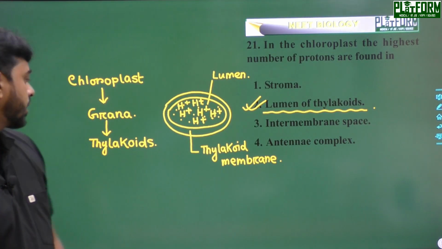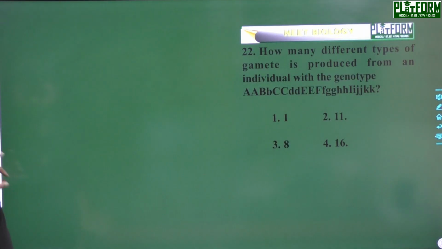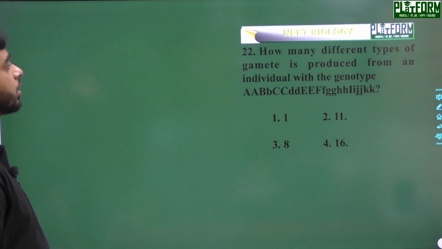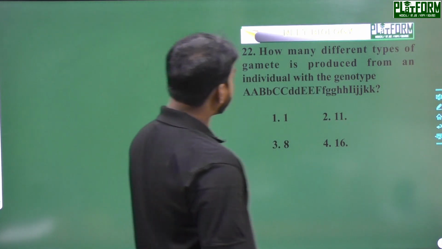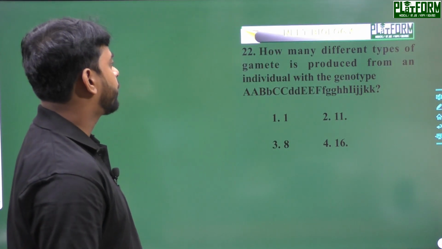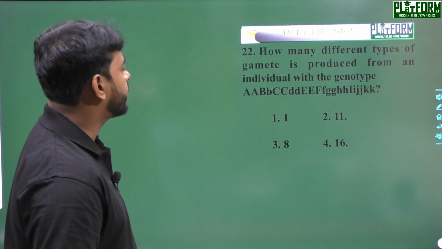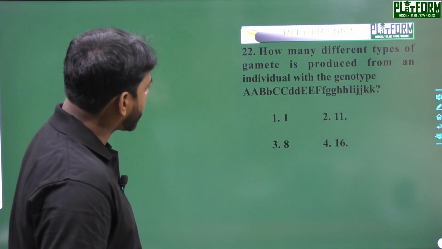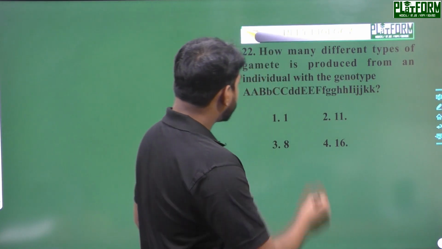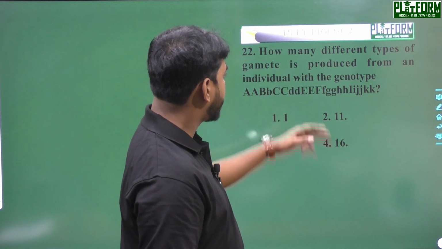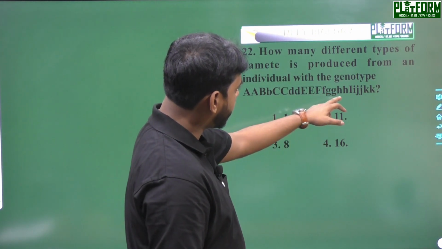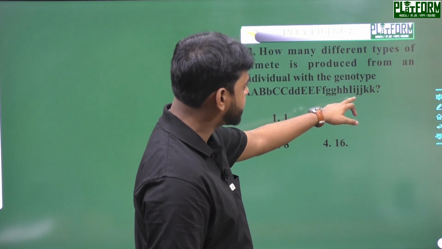Okay? Now move to our next question. Now, how many different types of gametes are produced from an individual with the genotype AA, capital B, capital C, small d, capital E, capital F, small g, HH, capital I, small i, JJ, KK.